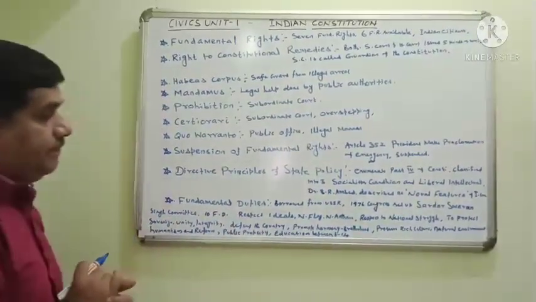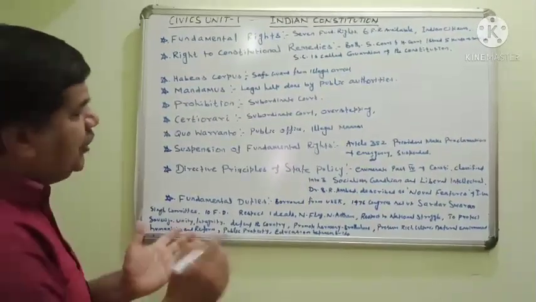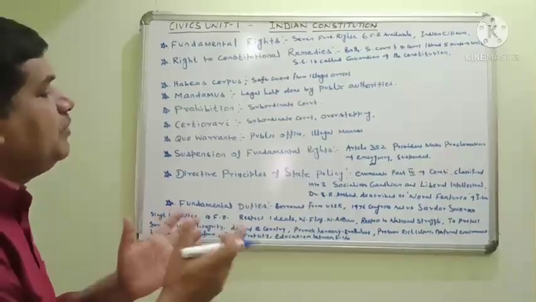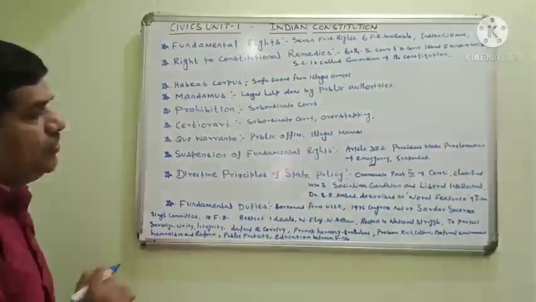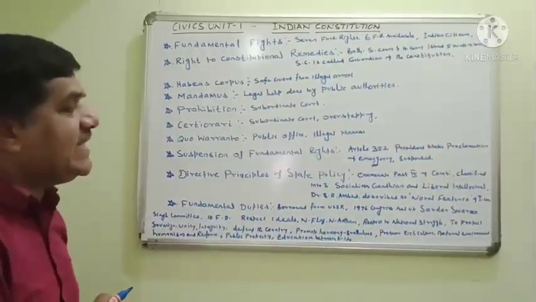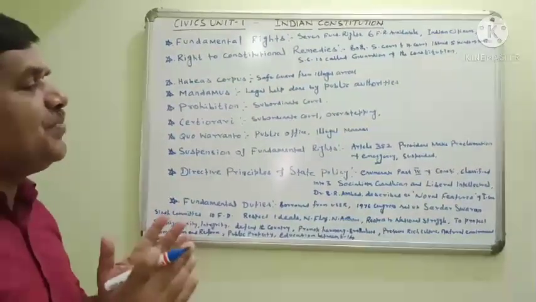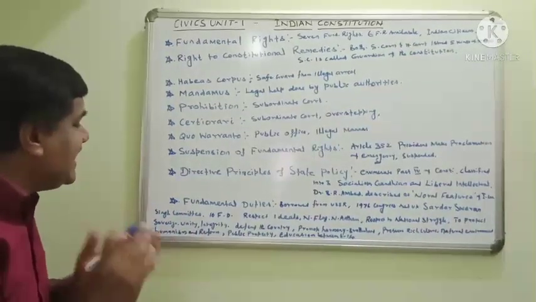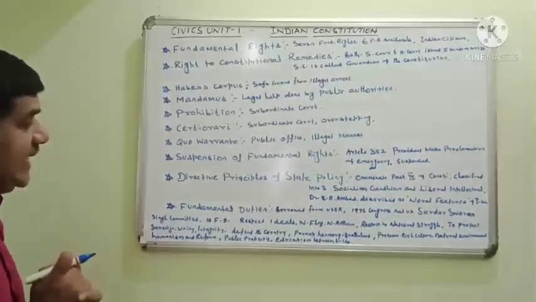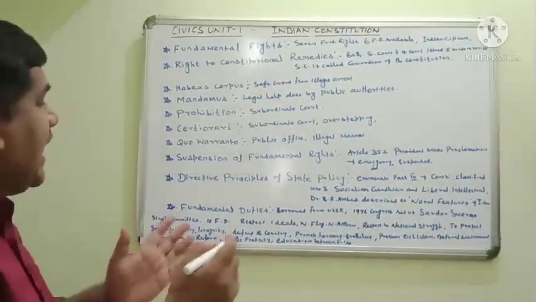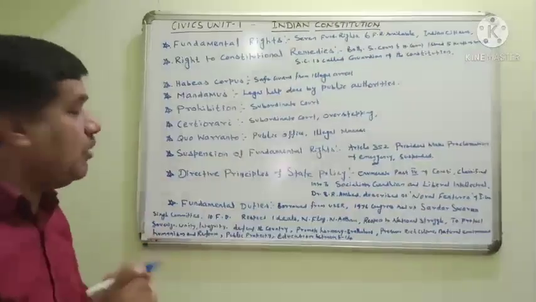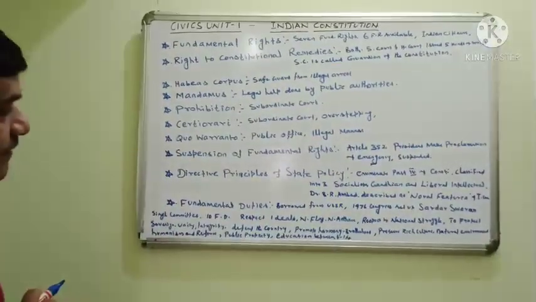Fundamental duties. Fundamental duties were borrowed from the USSR, which means Russia. In 1976, Congress set up the Sardar Swaran Singh Committee. The Sardar Swaran Singh Committee formulated the fundamental duties. There are 10 fundamental duties formulated by the committee.